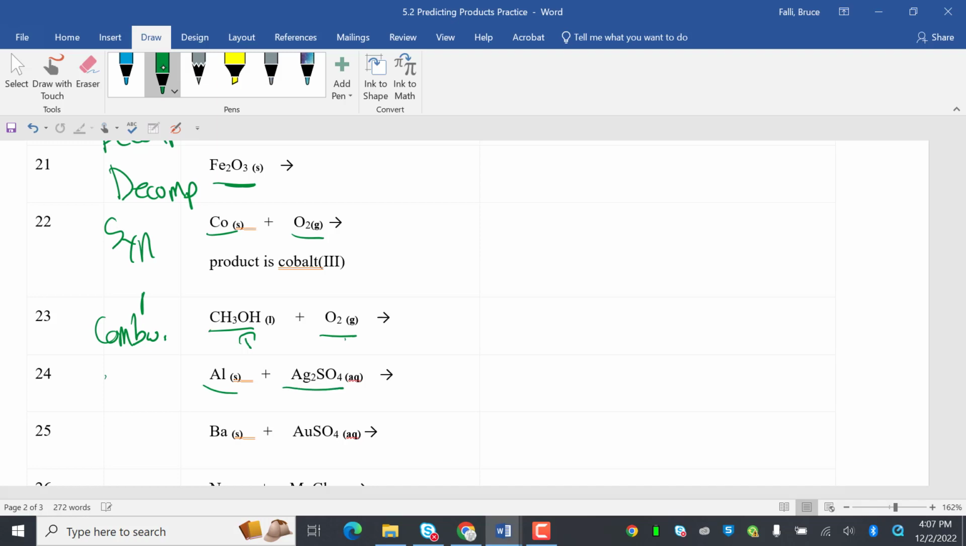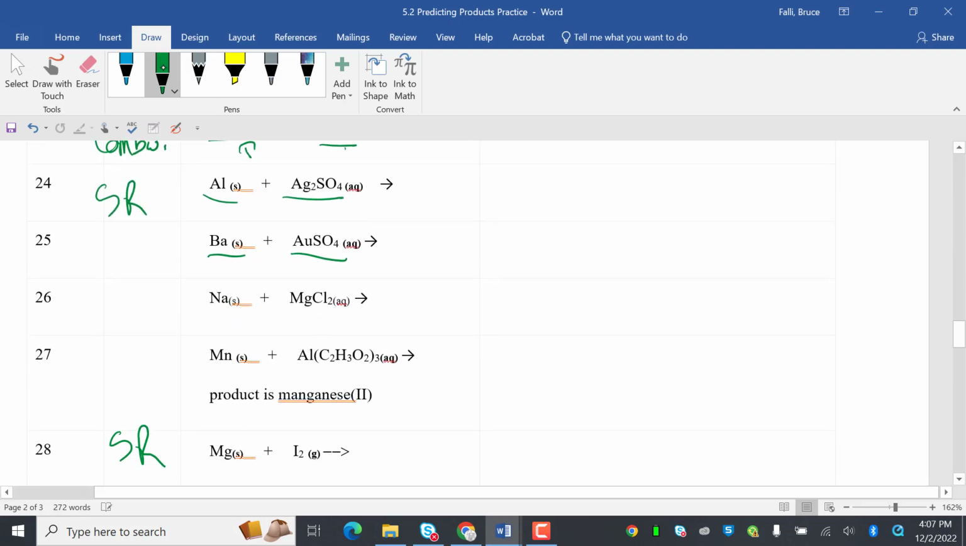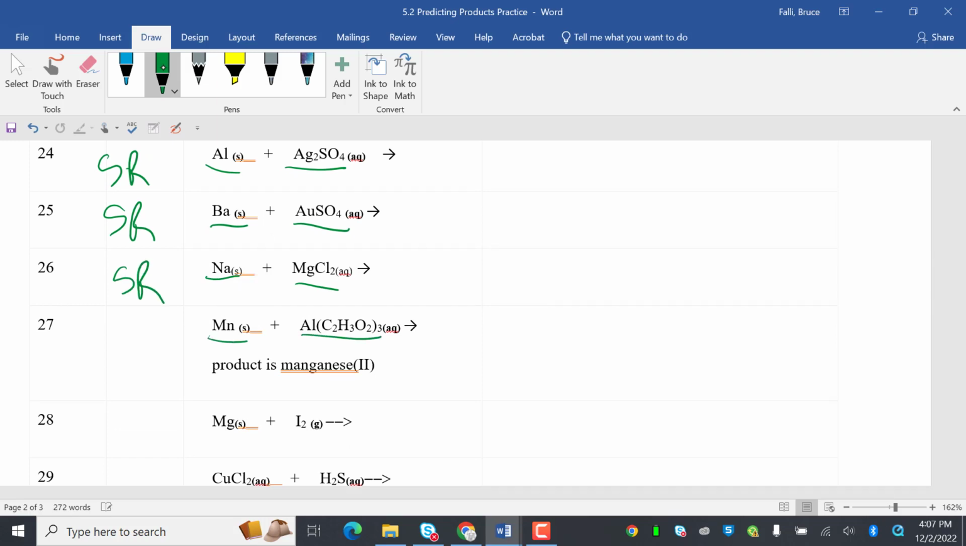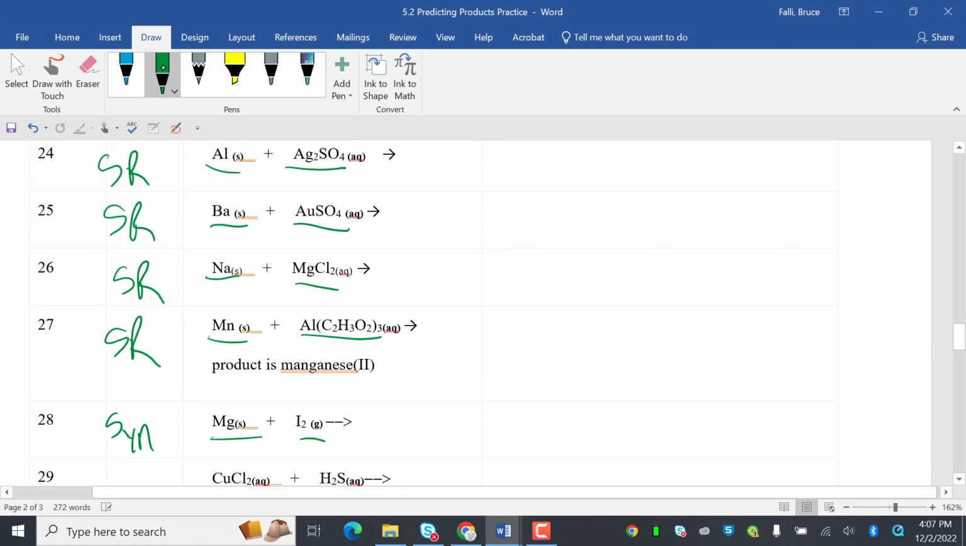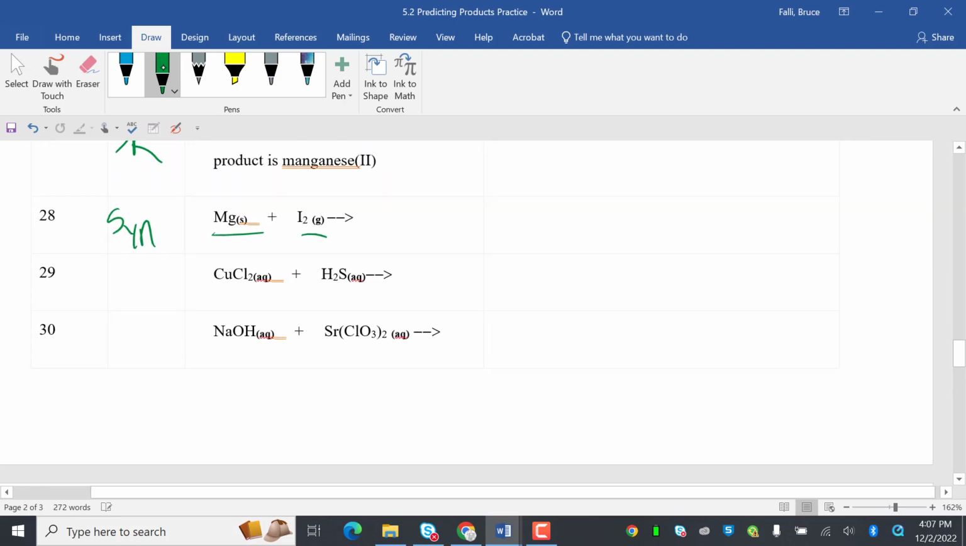Element, compound, single replacement. Element, compound, single replacement. I wish that one stayed single replacement, but it didn't. Element, compound, single replacement. Element, that's synthesis. All right, so you start to get a feel for what this would be like. You start to get through number 30. Hey, two left. Oh, no, there's more.